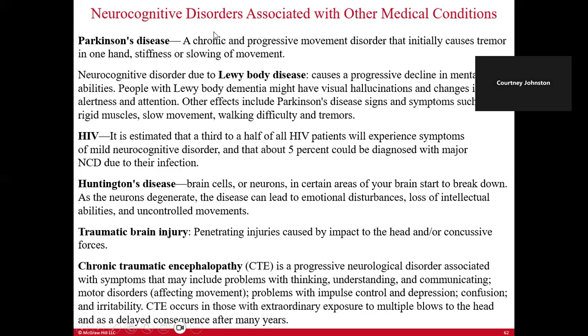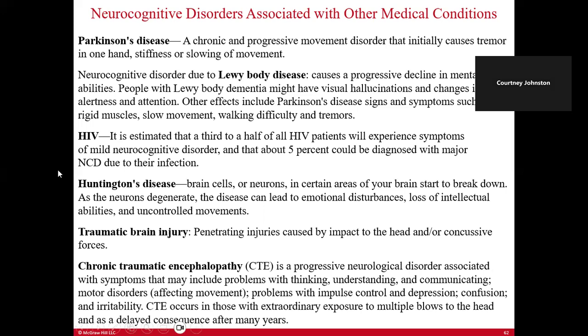Also, other neurocognitive disorders and the dementia-like symptoms associated with the following diseases. Okay, so it's not just Alzheimer's or vascular, but also Parkinson's. This is your chronic and progressive movement disorder. Initially causes tremor in one hand, stiffness or slowing of movement. And again, that is the basis for dementia related symptoms as well in your neurocognitive disorder. And also that due to Lewy body disease, this is the one that Bruce Willis has, causes progressive decline in mental abilities. They might have visual hallucinations, changes in alertness and attention. Other effects, there could be Parkinson's related symptoms as well, slow movements, walking difficulties, tremors.